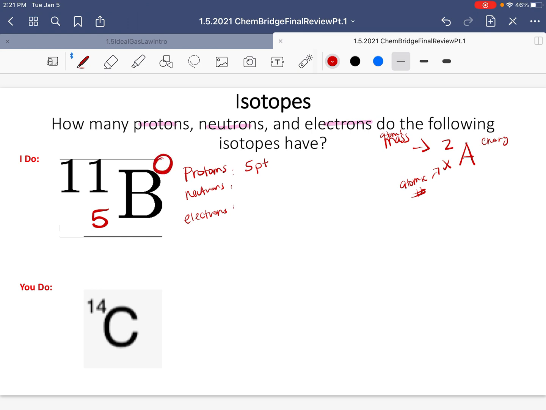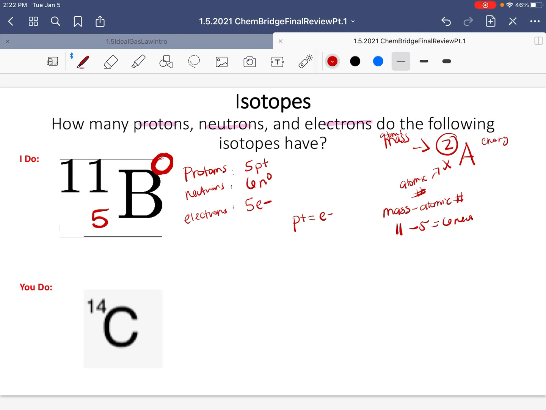I don't have a charge, class. So because I don't have a charge, that tells me that the number of protons equals the number of electrons. So electrons, I would also have 5 electrons. And then neutrons, to solve for neutrons, it's pretty easy. All you have to do is subtract your mass minus your atomic number. So my mass here I know is 11 because that top number is my atomic mass. The atomic number is 5, so I have 6 neutrons. Neutrons has a 0 because it has no charge.